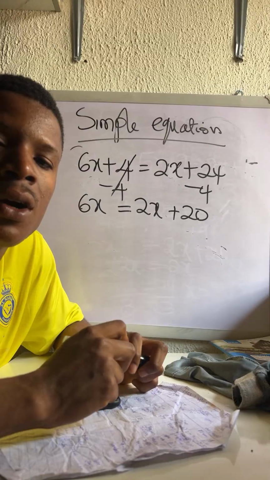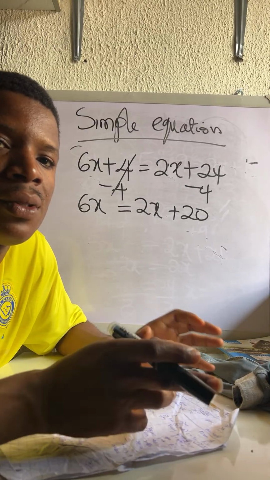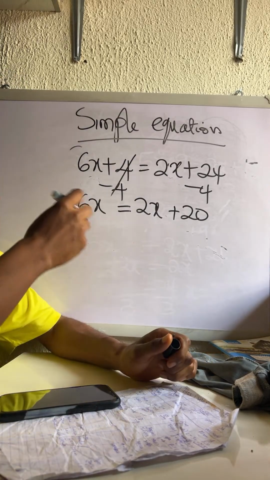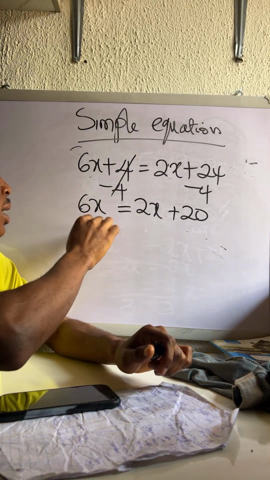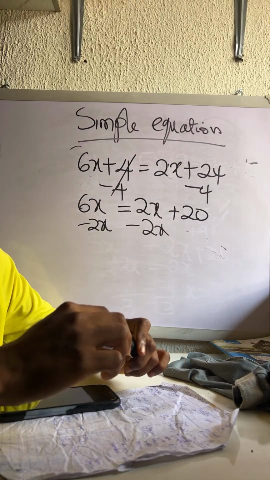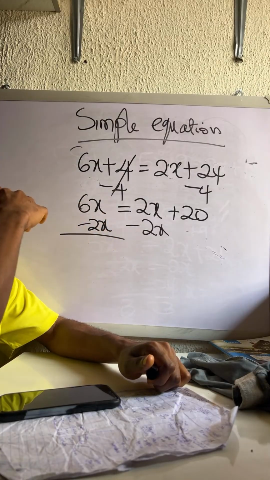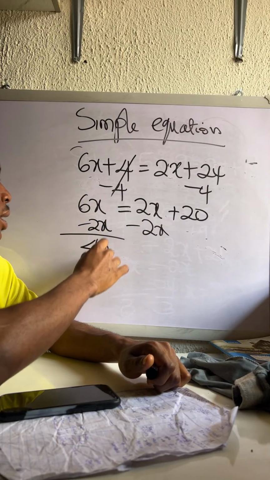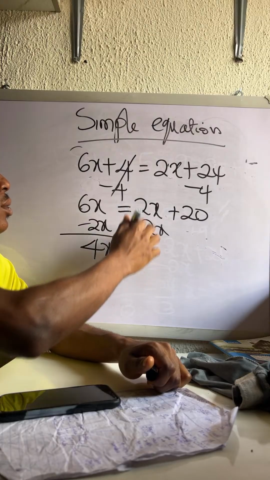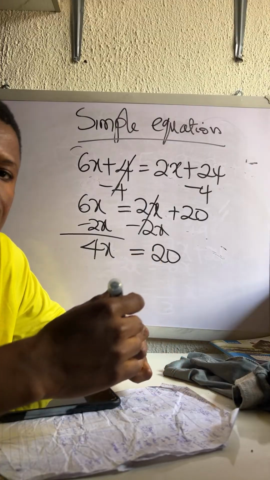So how do we collect like terms of 2x? We just have to subtract 2x from both sides. Minus 2x and minus 2x. If you do that, what do you have here? 6x minus 2x will give you 4x, and that's equal to 20, since this one is now 0.